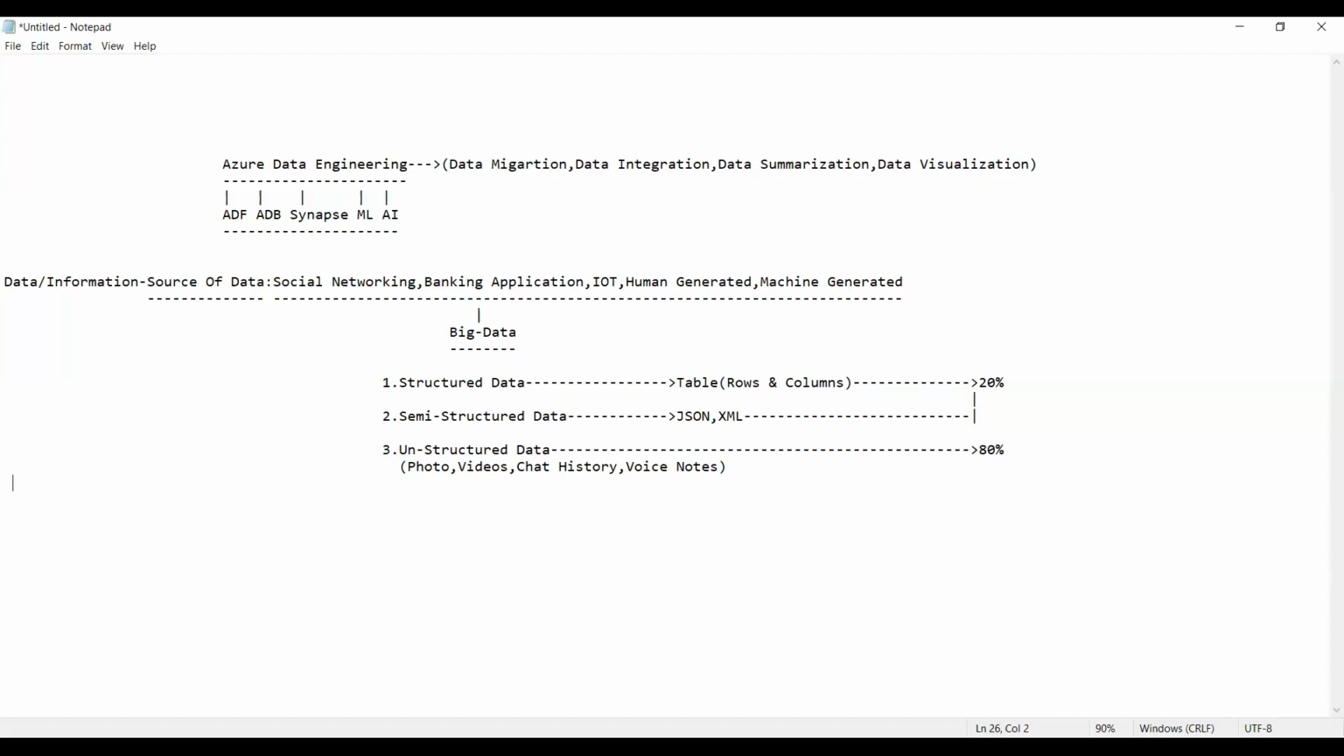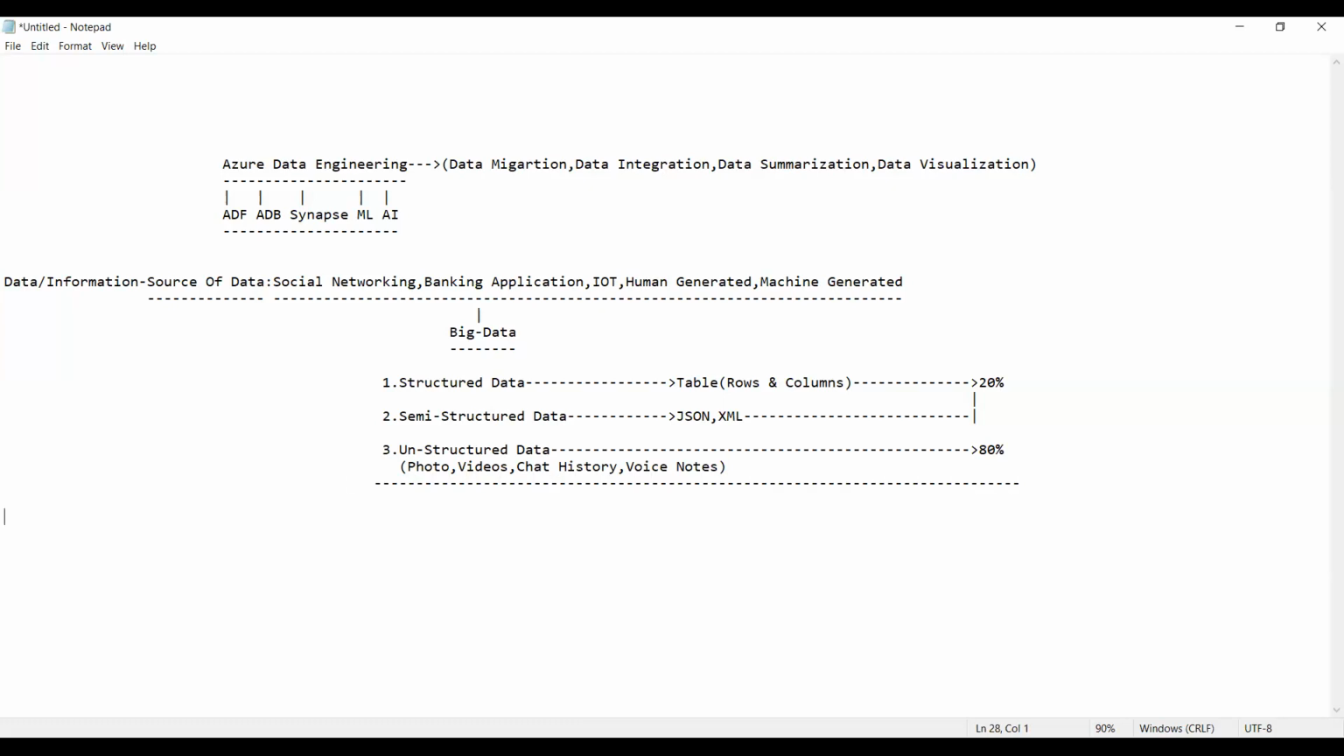So these are the three categories of data we can have: structured, semi-structured, and unstructured data, guys. Generally, the big data we receive can be classified into three categories. The first is structured, the second is semi-structured, and the next is unstructured data.